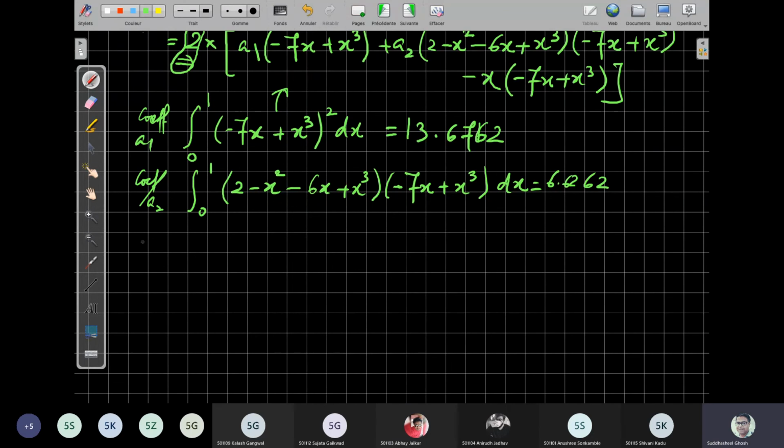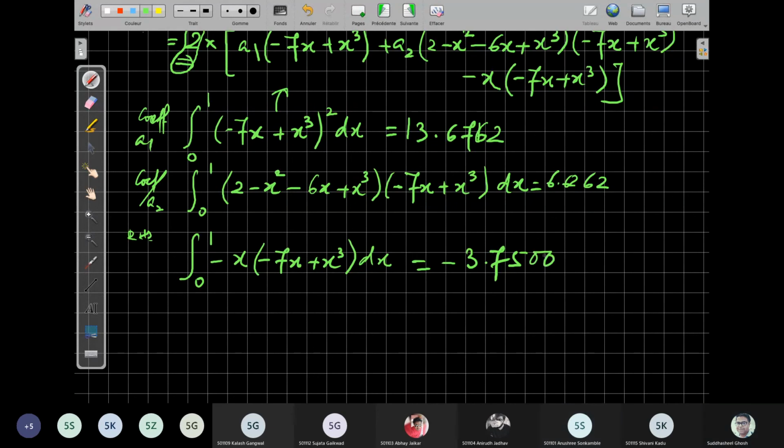Now another part remains, that means the RHS part. The RHS part will become integral from 0 to 1 of x into minus x, that is minus x into minus 7x plus x cube. Integrate this part and tell me. Minus 3.75. Sure? 3.75, what next? 0 0.